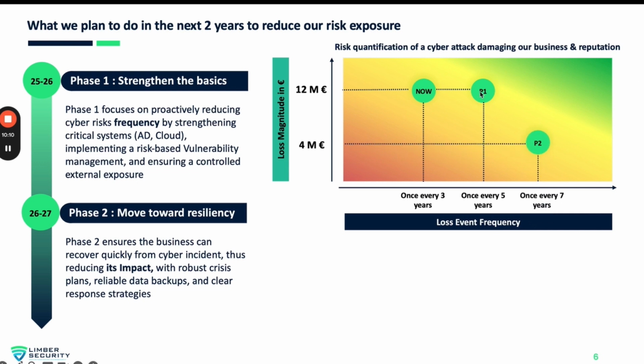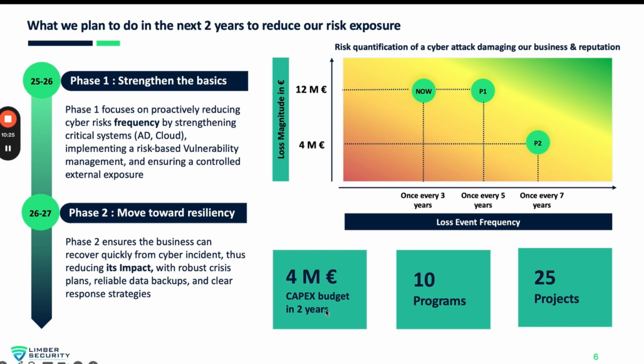So here we will impact both the loss magnitude, but also the loss event frequency. So from 12 million to 4 million, and from once every 5 years to once every 7 years. And you could add some element about the programs. For example, how much in CapEx or OpEx will it cost? How many programs or projects are in the program? Those can be customized, that you can use to define some of the elements of the program in itself.